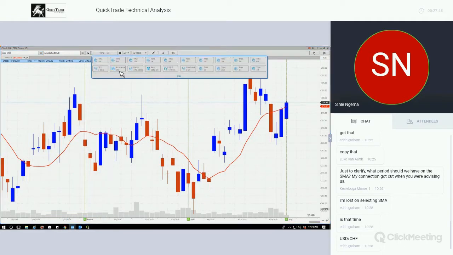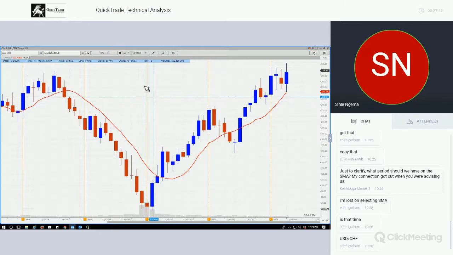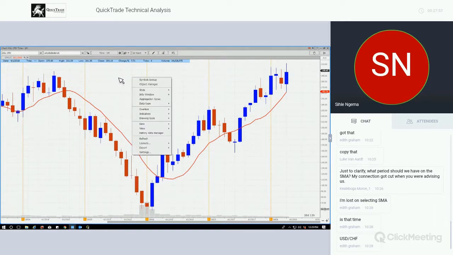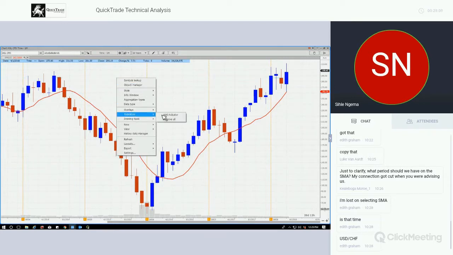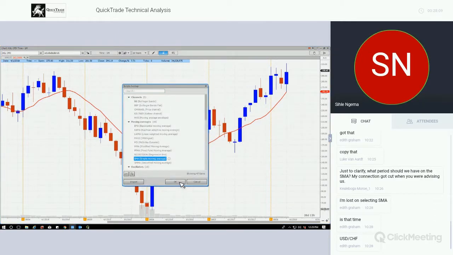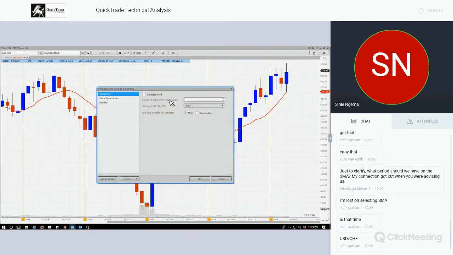Let me change it to a monthly time frame. Okay, this is how you add your simple moving average there, Edith. Please focus on this one. You right click on your screen, you come down to your indicators, you go add indicator, click there, simple moving average. You just tap it there and go OK. The default period is 1, so change that to 10. You can just highlight, delete, and put 10, or you can use the arrows provided on the side. And you go OK.